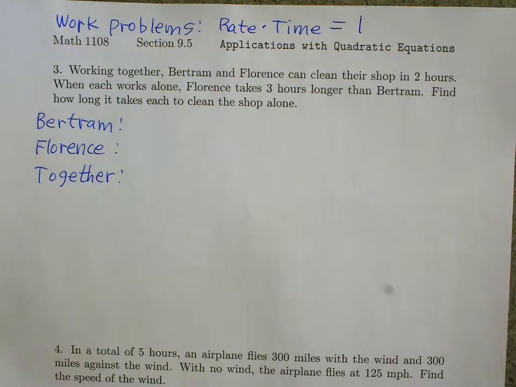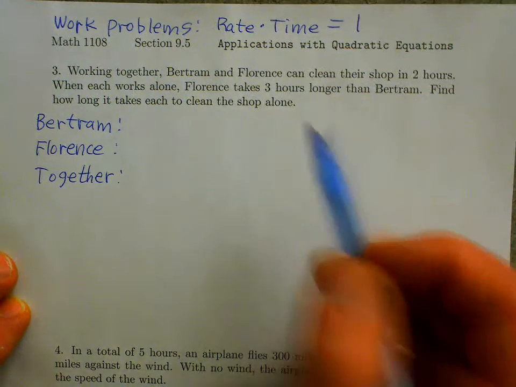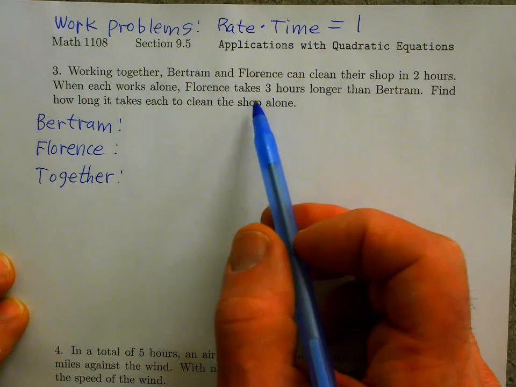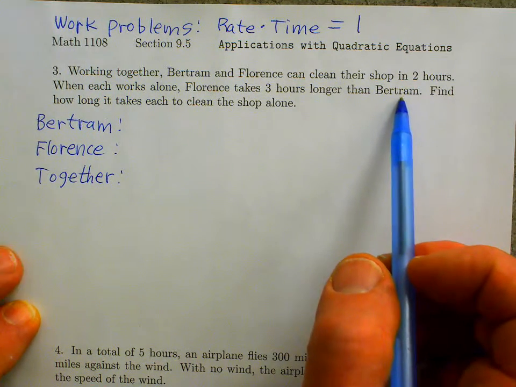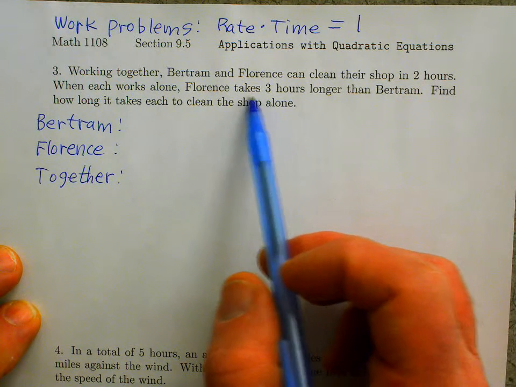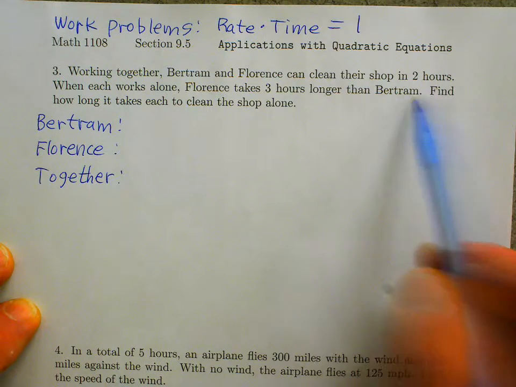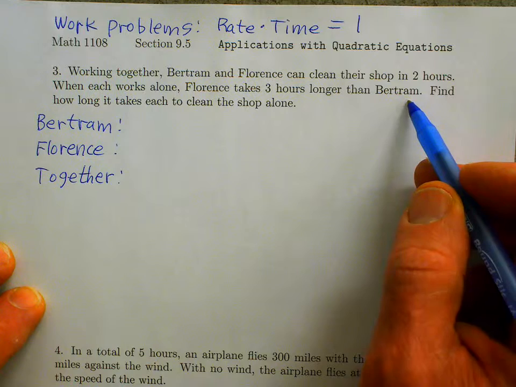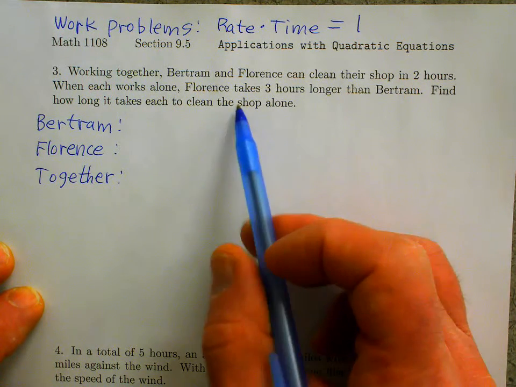So we'll pick a variable to represent one of the two times and then use the information to write down an expression for the other person's time. We have options, but some options are, in my opinion, more convenient than others. Notice in this sentence, it says Florence takes 3 hours longer than Bertram. So the way I look at it, since the amount of time it takes Florence is described in terms of the amount of time it takes Bertram, if I pick a single variable to represent Bertram's time, then I'll use that and the other information to come up with an expression for the amount of time it takes Florence.